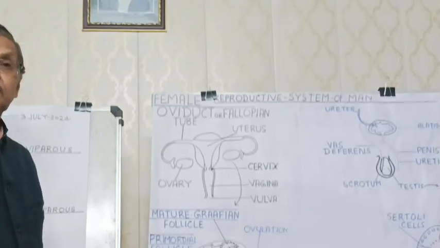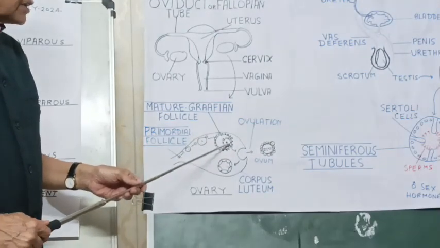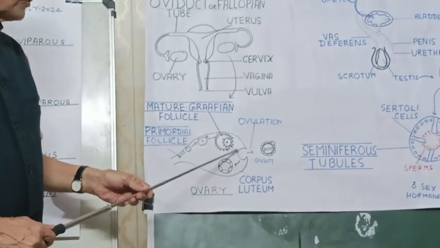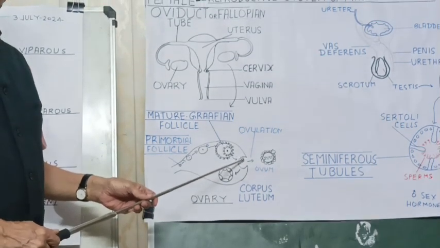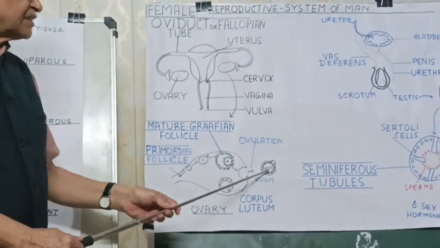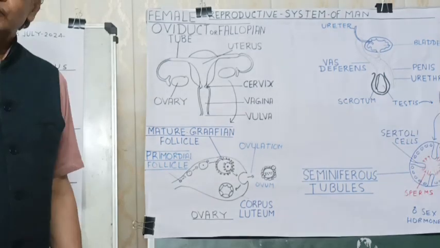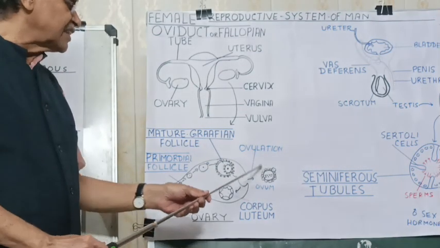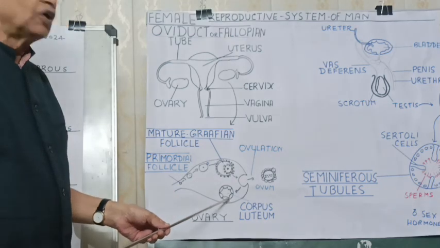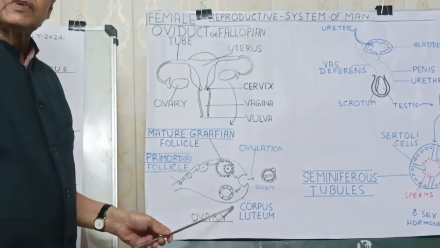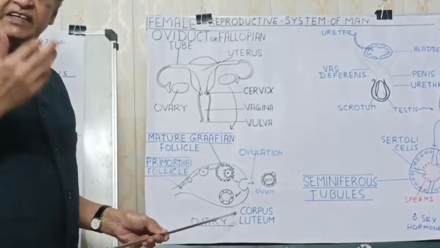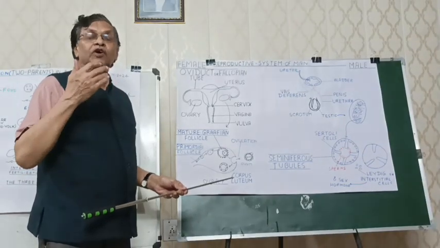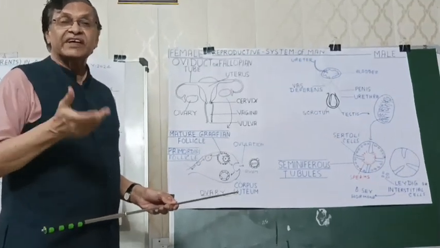Then what happens? This mature Graafian follicle comes near the surface of the ovary and the membrane of the ovary ruptures. The ovum is released. It is called ovulation. Then the remaining cells of the Graafian follicle form the corpus luteum, which secretes progesterone hormone for further maintenance of pregnancy.